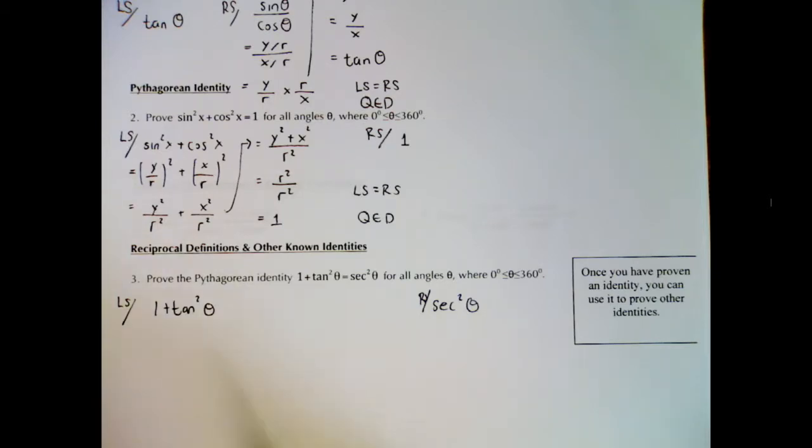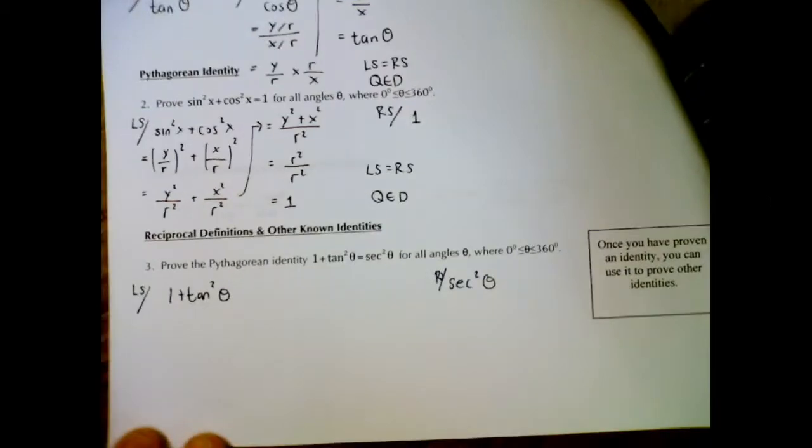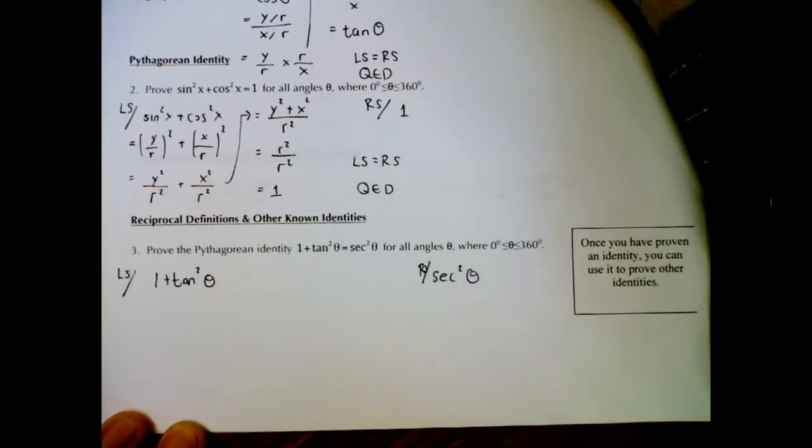So my recommendation is when you're choosing a side to work with, choose the more complicated side and try to make it look easier or look simpler, 1 term. So let's give it a shot. We got 1 plus tan squared theta. So many places we could go.